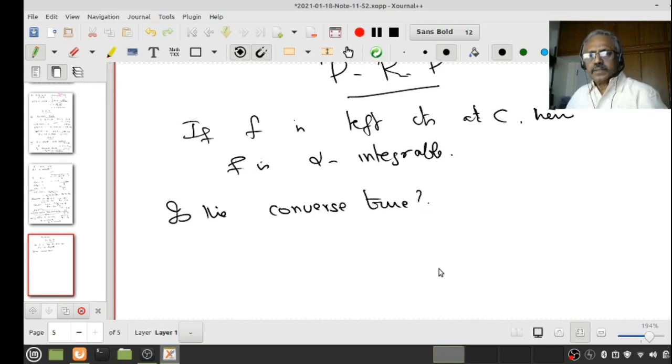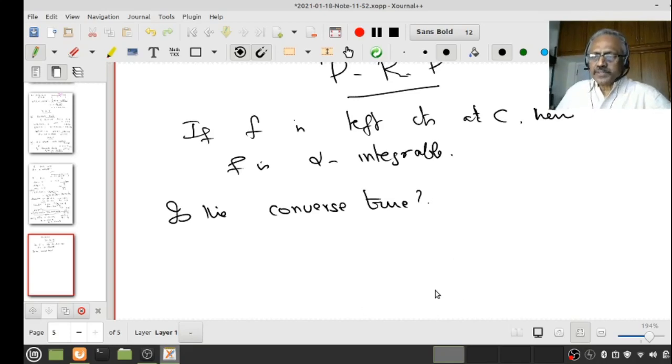What does that mean? Suppose f is like this and I know f is alpha integrable. Do you think it should be left continuous? So what does it mean?